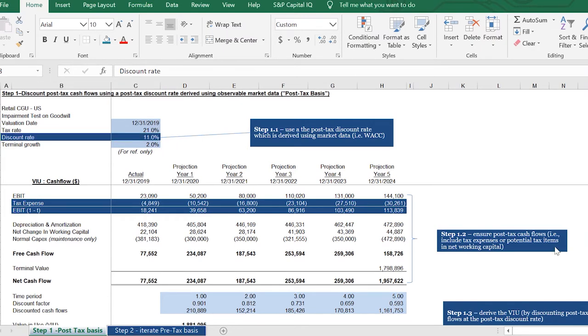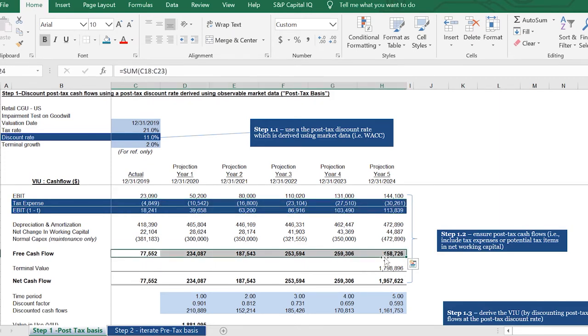Step 1.2 says ensure post-tax cash flows. What is post-tax cash flows? All this is saying is ensure your cash flows include your tax expenses. It includes any potential tax items in net working capital. And what I have here is a post-tax cash flow done for you. So your tax expenses has already been included in the calculation. It's already been taken into account. This is a post-tax free cash flow. This is your typical free cash flow.